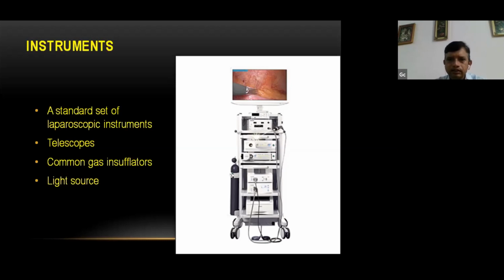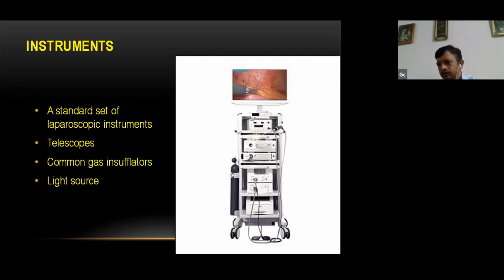You have to begin with good quality instruments. Then the telescope: 5 mm 30 degree or 10 mm 30 degree is good enough, and try to work on high definition. So a high definition camera with a 30-degree telescope, 5 mm or 10 mm, is good enough. Then the gas insufflator.